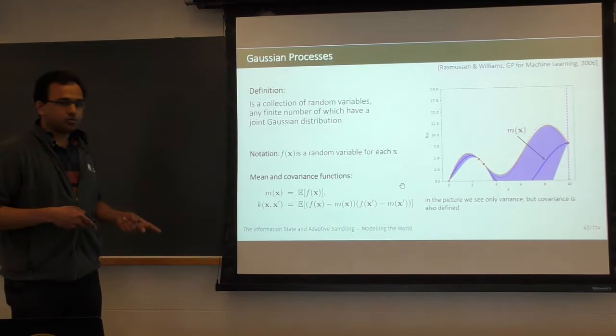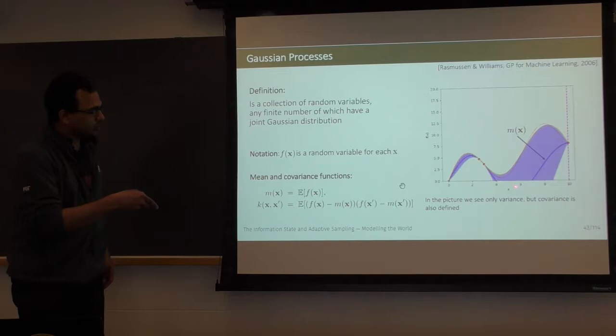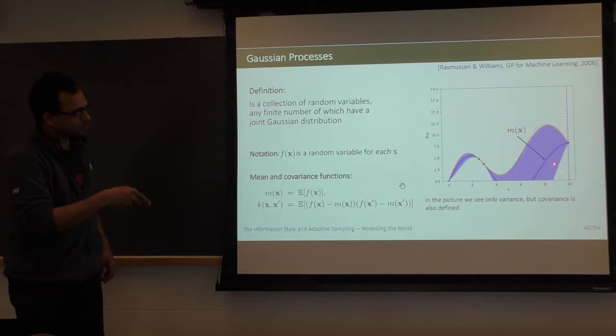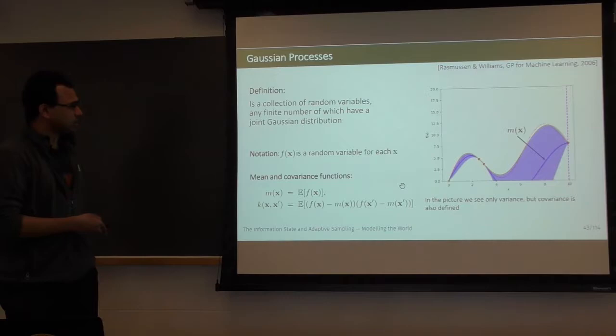A Gaussian process is specified by two parameters, just like the joint Gaussian distribution was: a mean function and a covariance function. The mean function is just the expected value of f of x. In this case, it's this blue line. Then you have a covariance function. Here I plot the purple band, which is the variance at each of these points. The picture only shows variance, but there's also correlation between the samples, between the locations. So this is a definition of a Gaussian process.